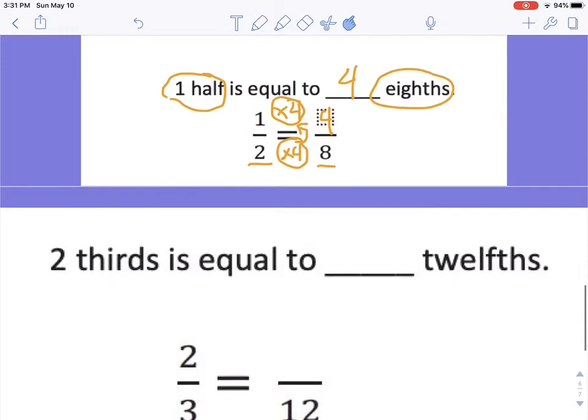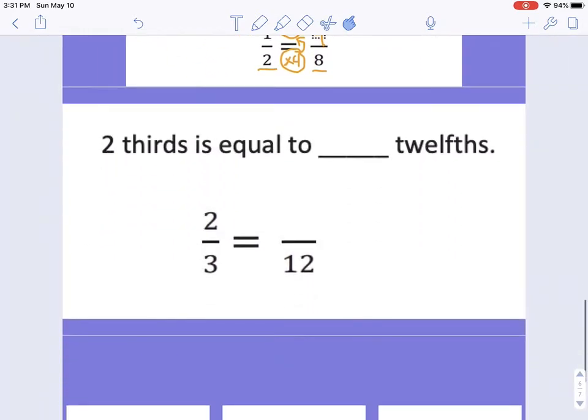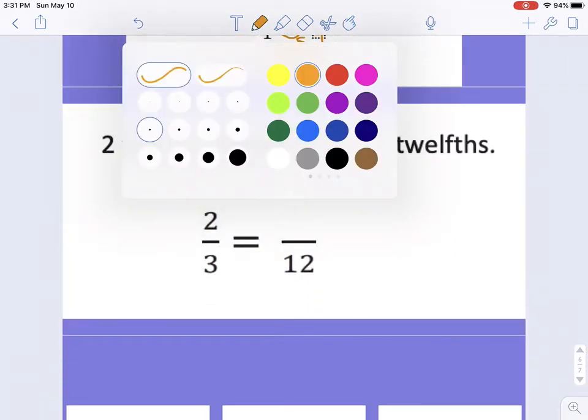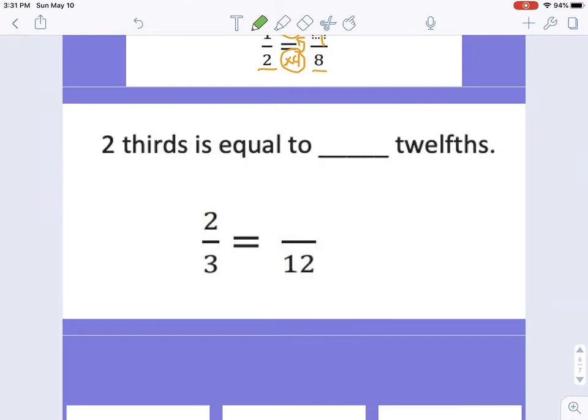Now I don't have those pictures anymore to rely on. Sorry, with the color switching. So I have to think about 2/3 is equal to how many 12ths? I don't have a picture to shade in, so how do I figure this out? What did we do before? What numbers am I given?